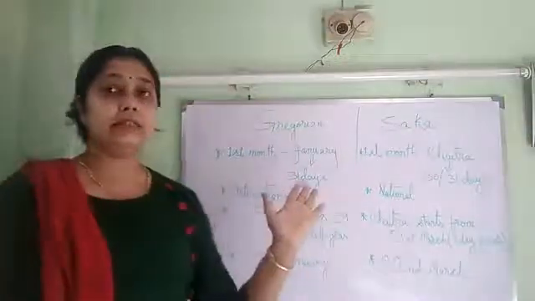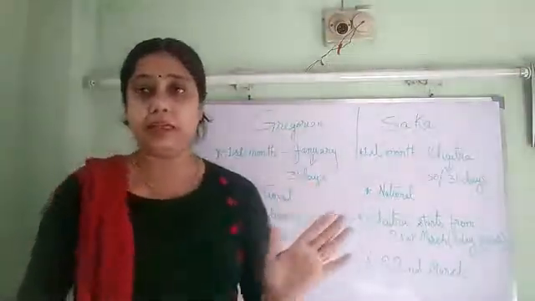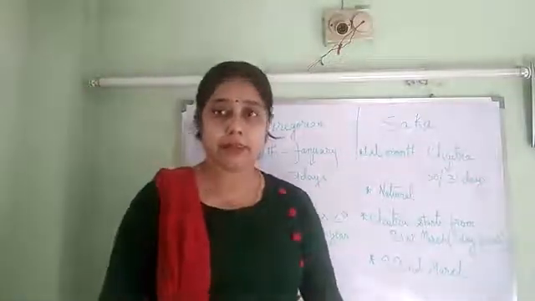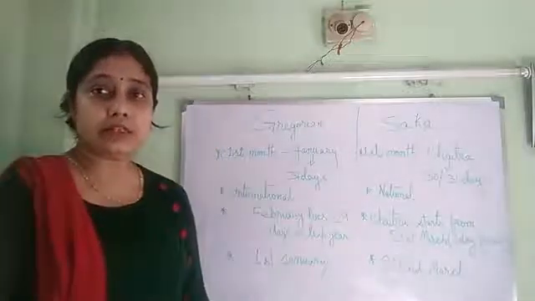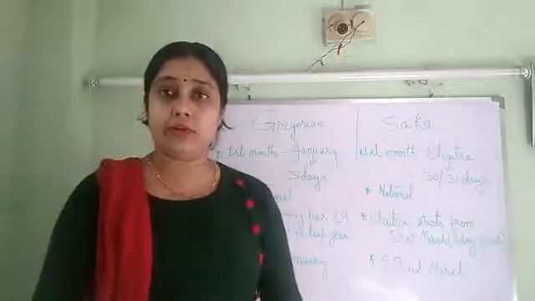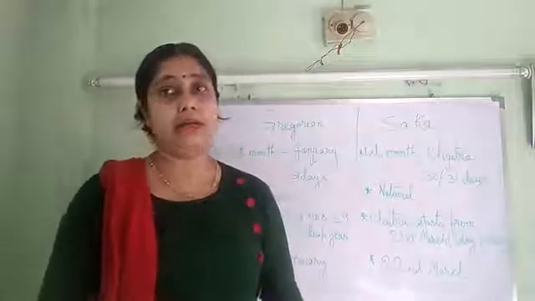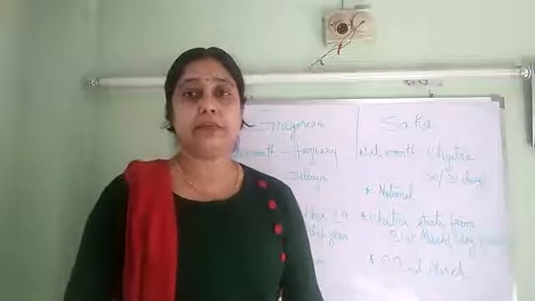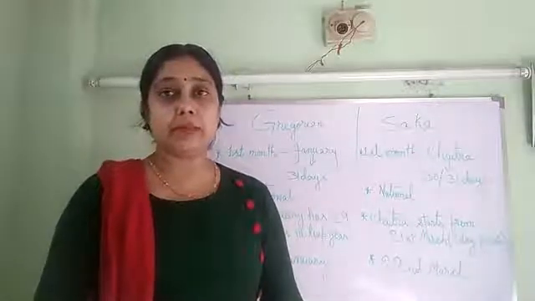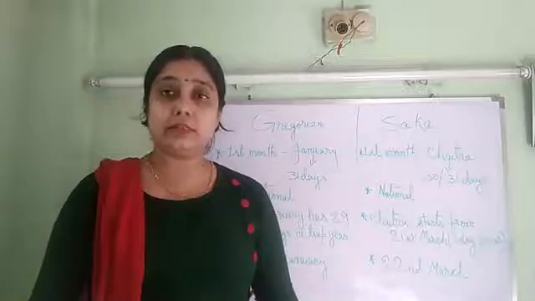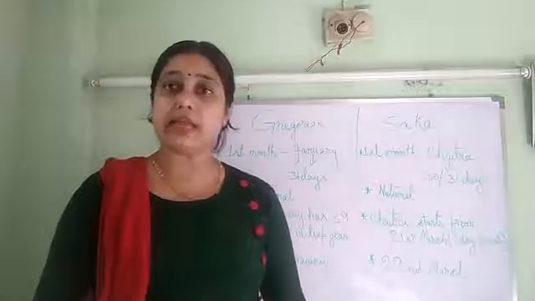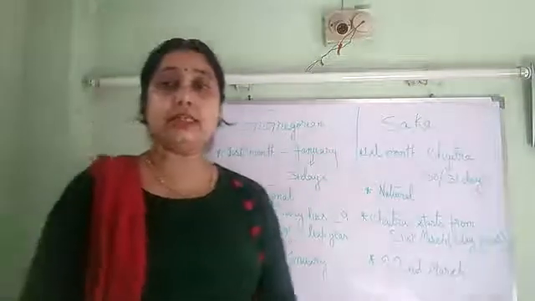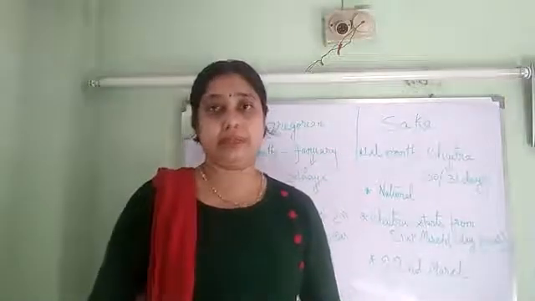The Gregorian calendar starts from January. It also has 12 months. The Saka calendar also has 12 months. But in the Gregorian calendar, the first month is January, and 1st January is the first day of the month. Whereas the Saka calendar starts from 22nd March. Its first day is 22nd March, and the first month of the Saka calendar is Chaitra. That means the first month of the Saka calendar starts from 22nd March.